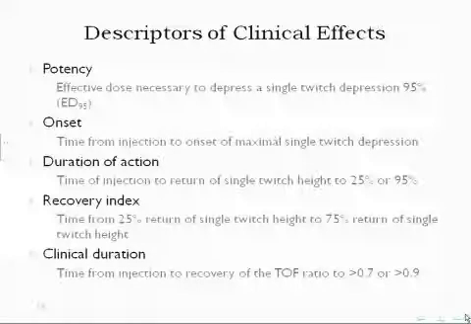The recovery index is basically the time for 25% of single twitch height. Okay? And the clinical duration is the time of injection to recovery of train of 4 greater than 0.7. Really the value we want to reach now is 0.9. That's really where we now find it to be more safe. The initial thought that 70% binding was okay is really not a good idea. So we really want to get up to much higher heights.